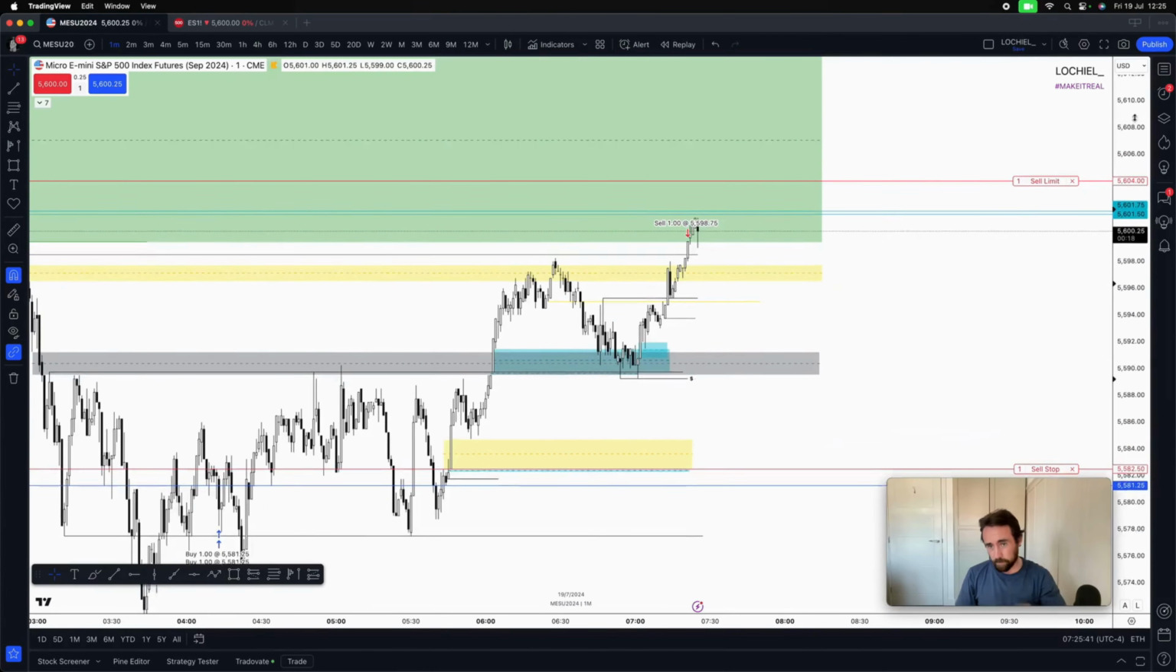If it does, I'll probably take a stop in profit. I'd like to see this continue to expand away from this area where we are now and really target higher kind of prior to the 9:30 open.